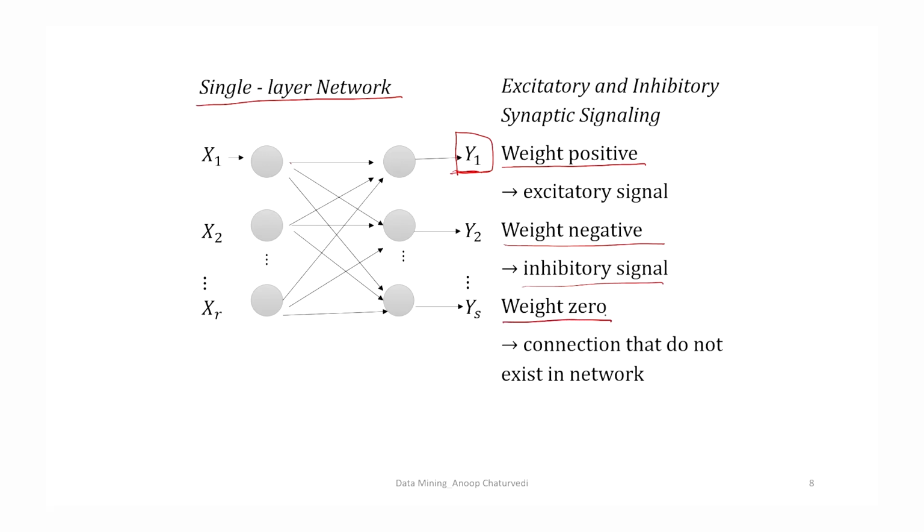Weight 0 means it denotes a connection that does not exist in the network. So, suppose this weight is 0, then it means that there is no connection between x1 and y1. So, it is just like the regression coefficient between y and x. If the regression coefficient between y and x is 0, then there is no relation between y and x.